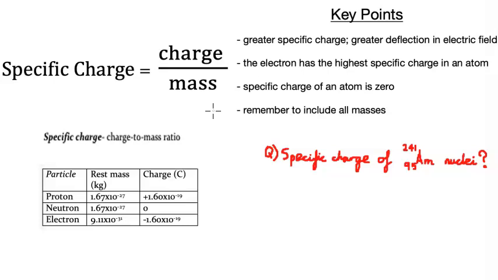Okay, so this should be a relatively short video covering specific charge. Specific charge is just the charge to mass ratio, and this can be of an individual particle, such as a proton, neutron, or an electron, but it also can be to do with ions and nuclei. From the definition, we get this equation, which is the charge over the mass, the charge to mass ratio.